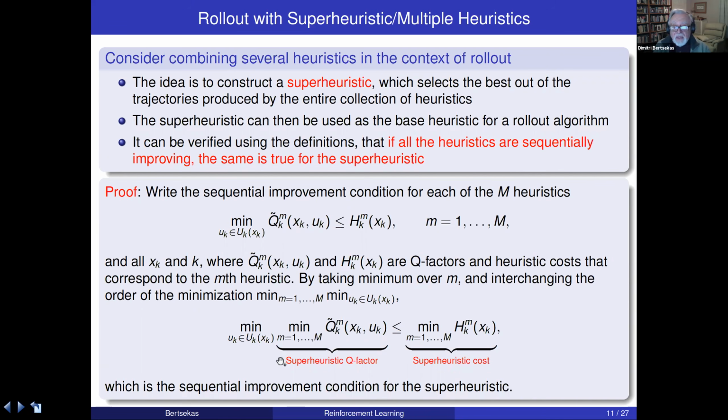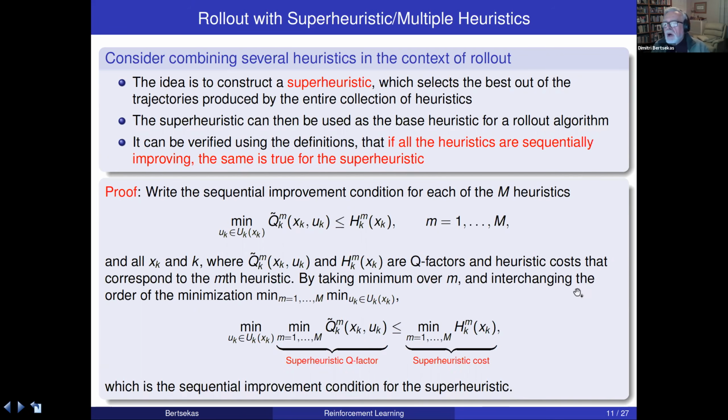On the left side, we have something here that looks like a Q factor. It's in fact the super heuristic's Q factor, right? Because it minimizes for a given U, it minimizes over all possible heuristics. In other words, it takes at time k plus 1 the super heuristic cost. So we have this, and this is precisely the sequential improvement condition for the super heuristic. So it's really a very simple proof.